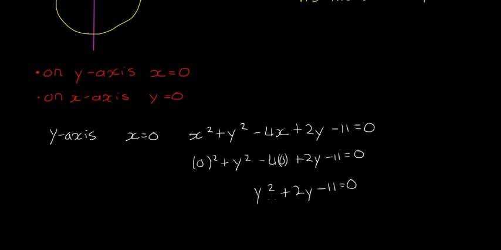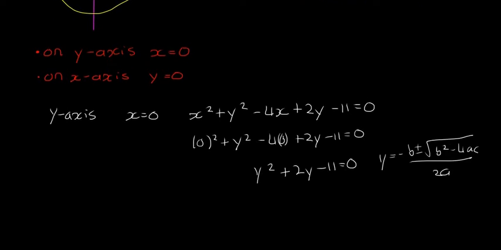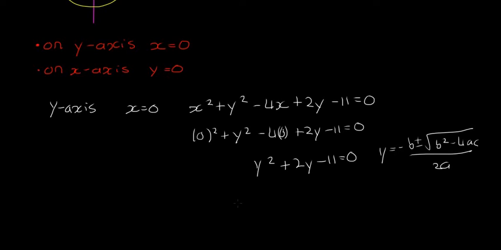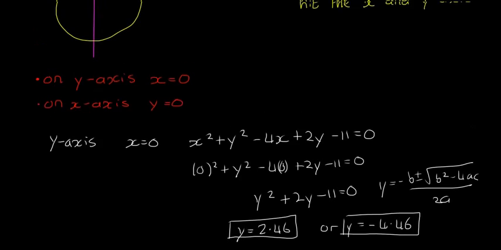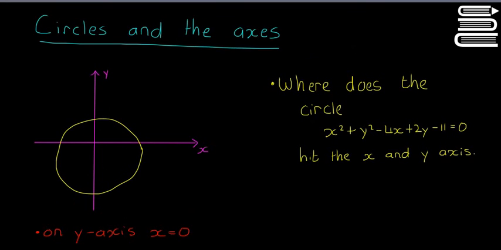To solve this we're going to have to use the quadratic formula, just because there's no way of factorizing it easily. So y is equal to minus b plus or minus the square root of b squared minus 4ac, divided by 2a. I'm not going to go through all of this, because you guys will be able to do that anyway. I'll give you the two answers: y is equal to 2.46 or y is equal to minus 4.46. So that's how to get where it hits the y-axis. I'm going to mark those on our diagram up here: 2.46, and then this here is minus 4.46.